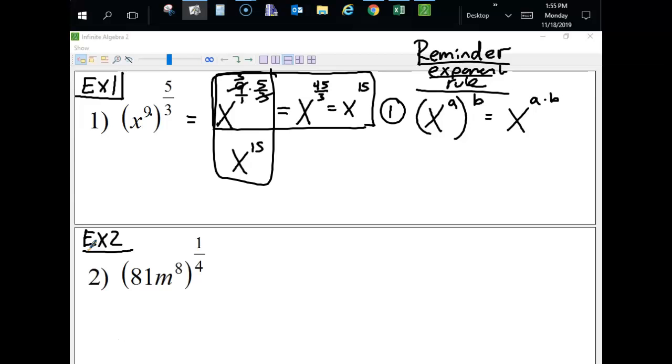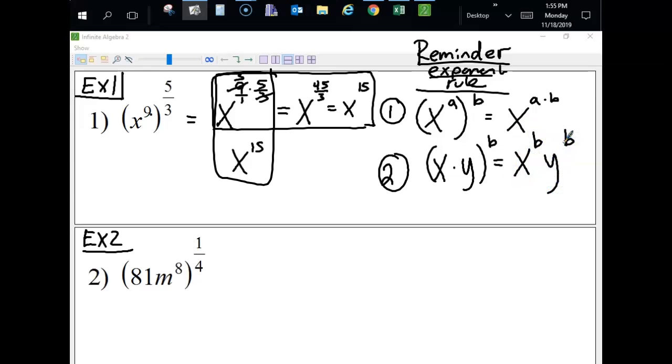Here's another exponent rule. If you have two things that are being multiplied together and you raise them to a power, then basically you can put that power on each one separately. So if you have x times y being raised to the b power, then that's the same thing as x to the b times y to the b. Okay? And I'm going to use that rule for the next one here. So let us begin. The first thing I'm going to do is write it like this: 81 to the 1/4 times m^8 to the 1/4.